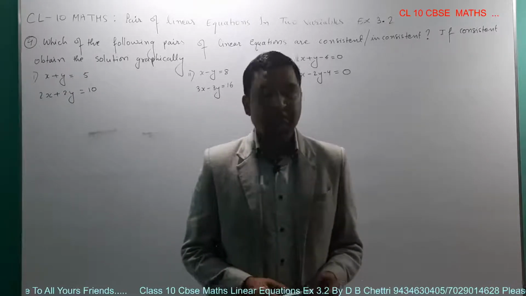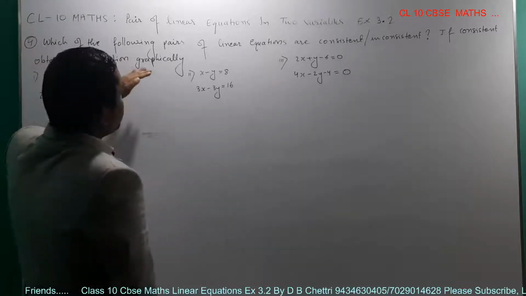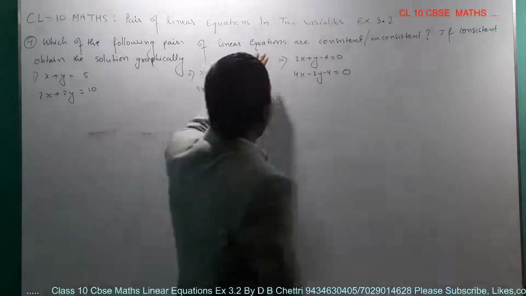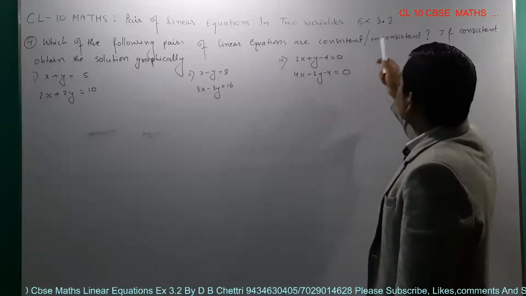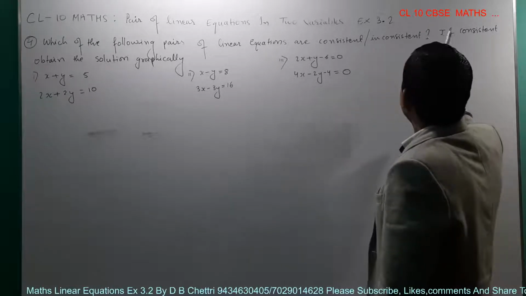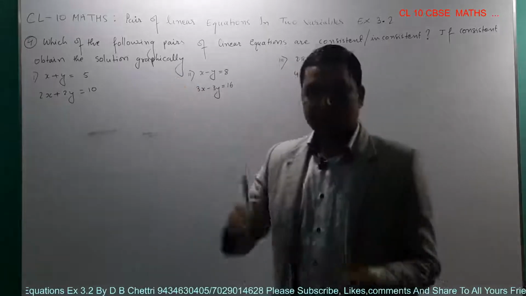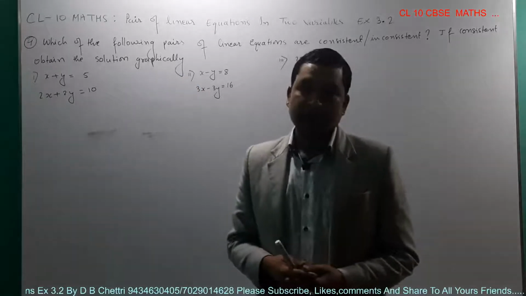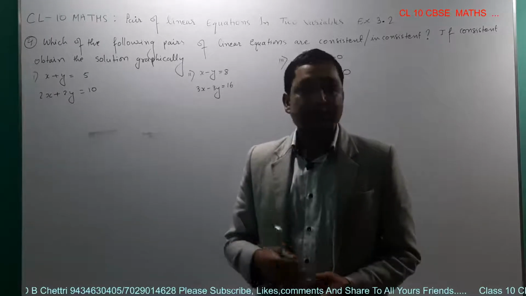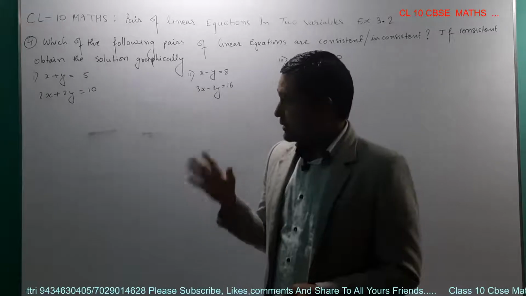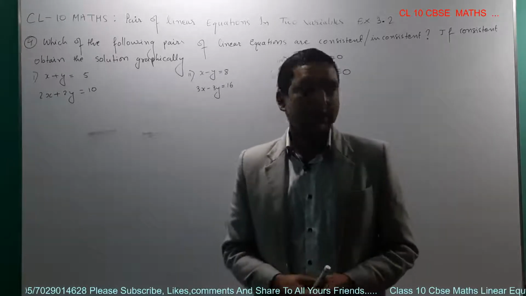Okay, now let me start today's session. Which of the following pairs of linear equations are consistent, inconsistent? If consistent, obtain the solution graphically. The first part of the question asks to check the type of equations by using their basic relations. Then, if they are consistent, the question asks to find the solutions graphically.